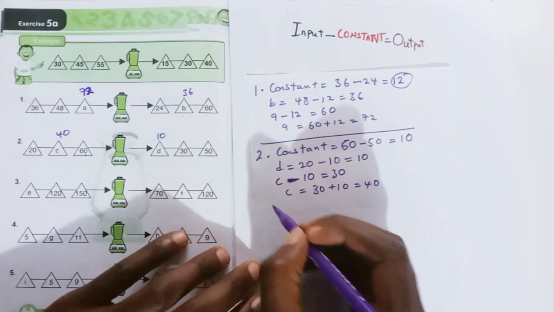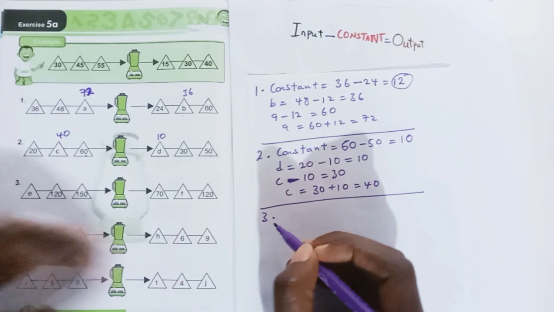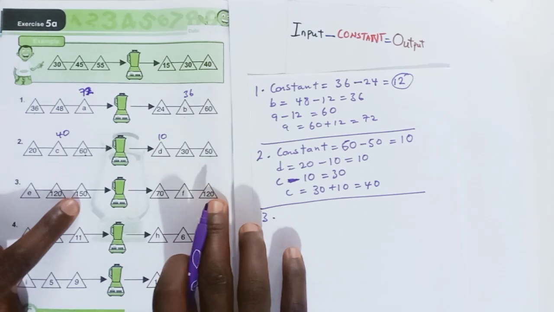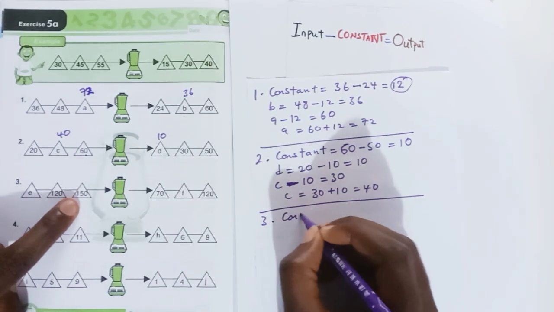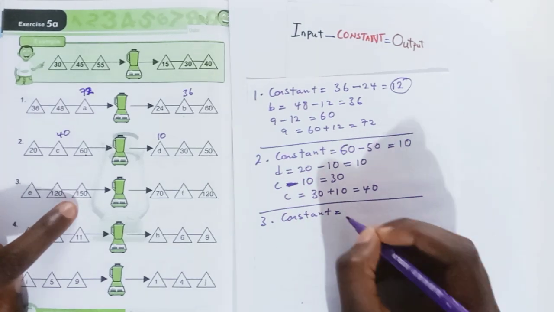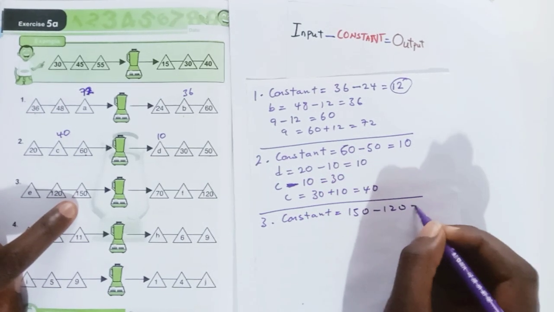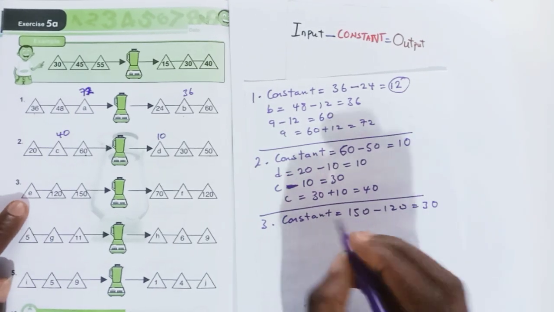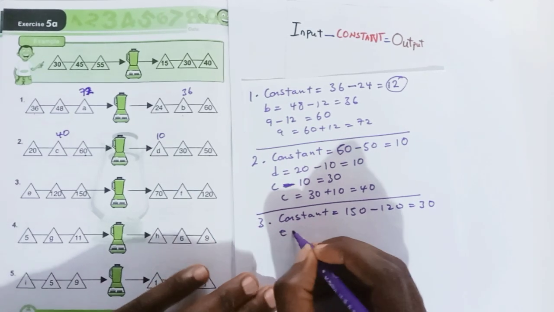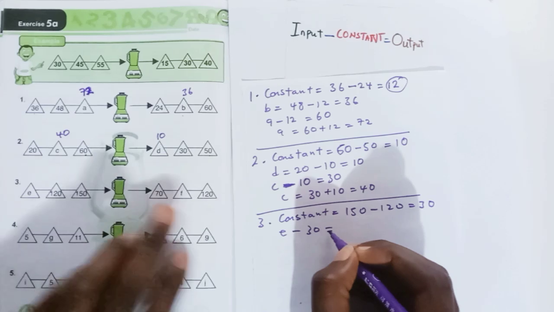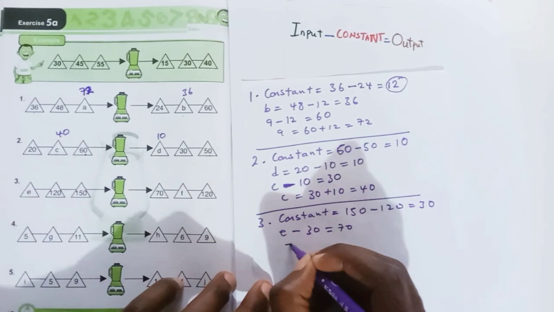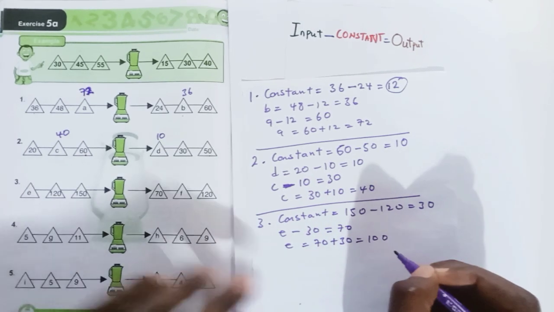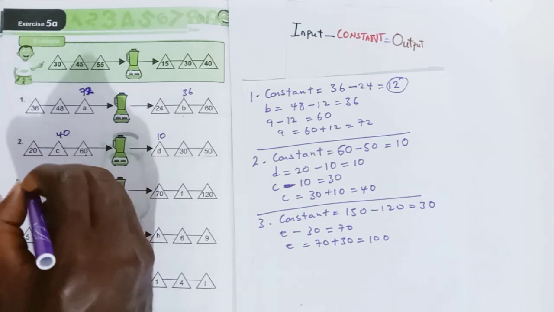All right. So number 3, finding the constant again. We know position 3 input and position 3 output. So the constant will be equal to 150 minus 120, which is equal to 30. To find E, we'll say E minus the 30 should give us the first one here, which is 70. So E will be equal to 70 plus 30. That will be 100. So E is 100.